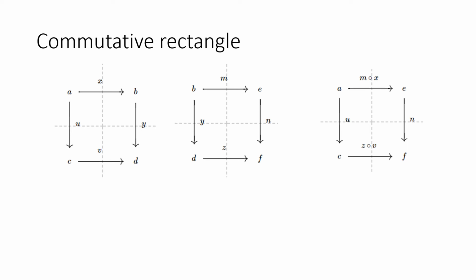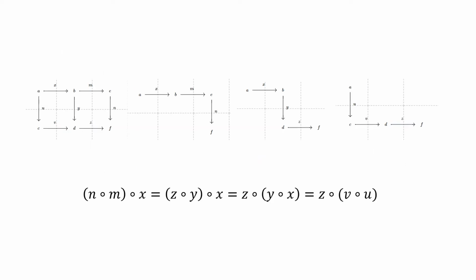Lastly, suppose squares ABCD and BEDF commute. Then the rectangle they form, which is AECF, commutes too. This is because we know from commutativity of the individual squares that x to m to n equals x to y to z. But composition is associative, so x to y to z equals u to v to z. So you see that all paths from A to F are equal.